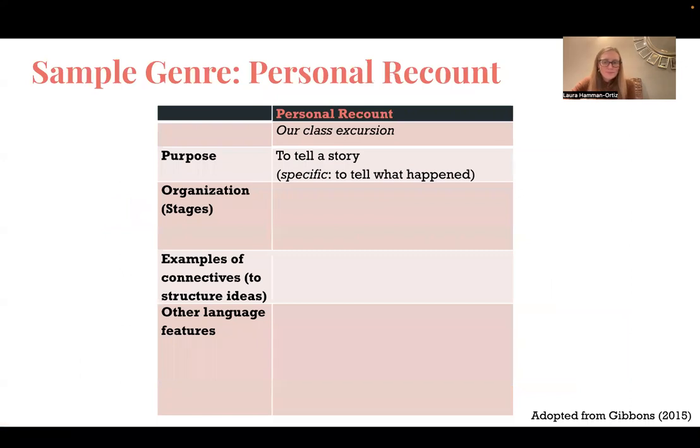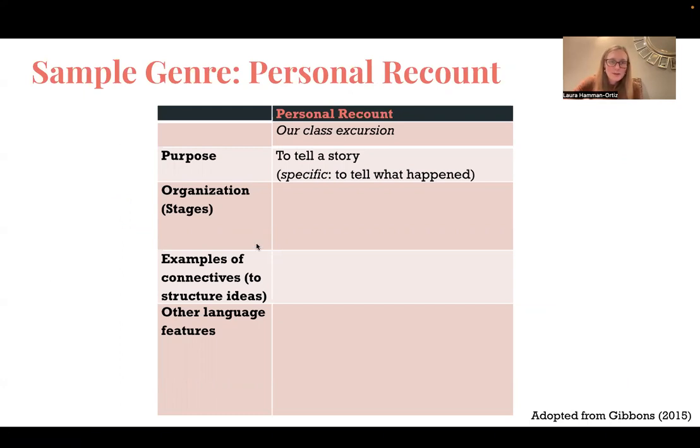All right, so in the Gibbons chapter, she gives you some examples. I just wanted to walk you through how you can use the charts that she provided to help understand the different genres of schooling. So one example she gives is a personal recount, which again has the purpose of telling a story, and its specific purpose is to tell what happened.